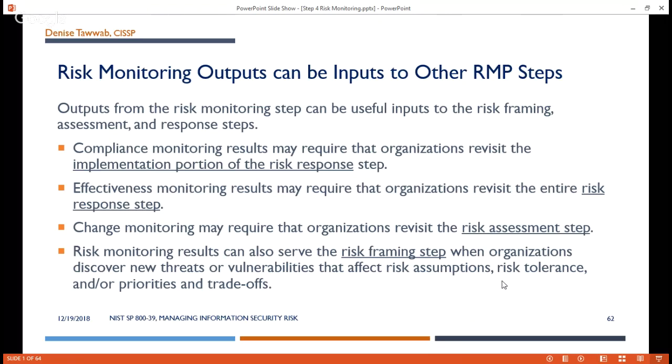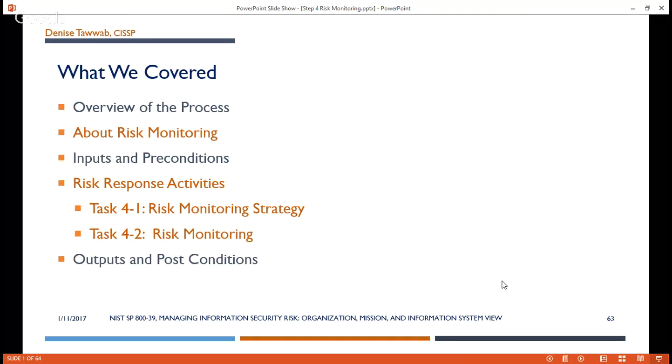So it's iterative. And that, my dears, is the end of the risk monitoring step. That's step 4 in the risk management process according to NIST. Remember, frame, assess, respond, and monitor.